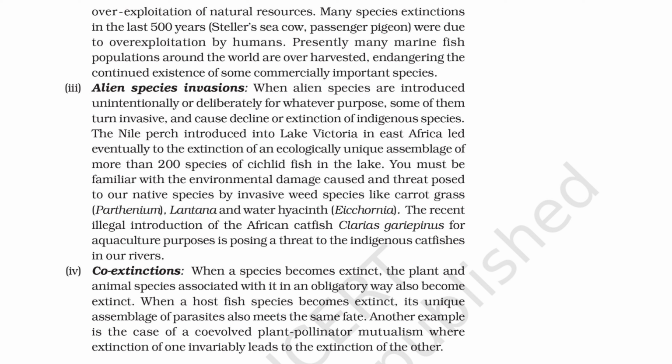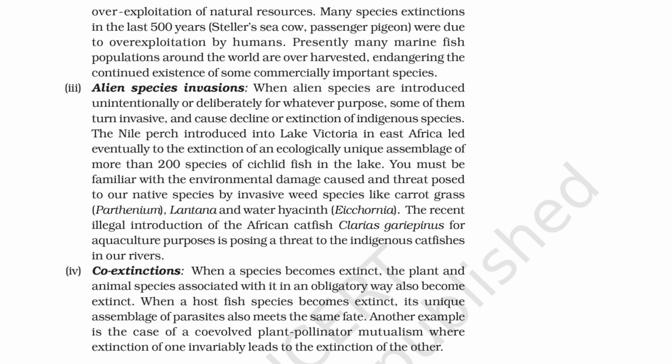3. Alien species invasions. When alien species are introduced unintentionally or deliberately for whatever purpose, some of them turn invasive and cause decline or extinction of indigenous species. The Nile perch introduced into Lake Victoria in East Africa led eventually to the extinction of an ecologically unique assemblage of more than 200 species of cichlid fish in the lake.